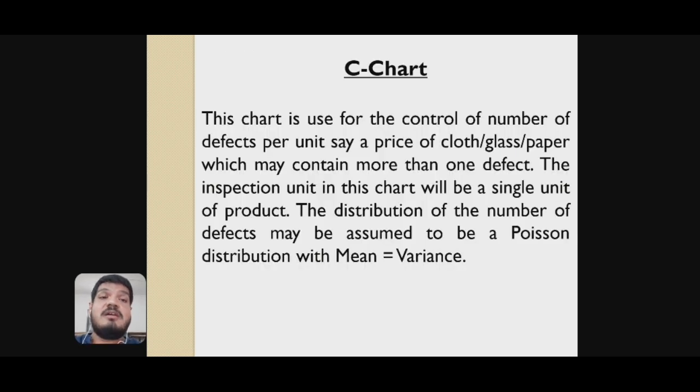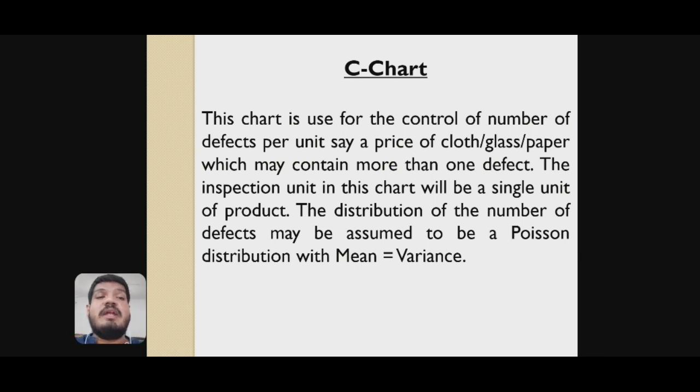So the C chart. This chart is used for control of the number of defects per unit, say a piece of cloth or paper which may contain more than one defect, right. Say for a radio, in that we can find many defects, right.